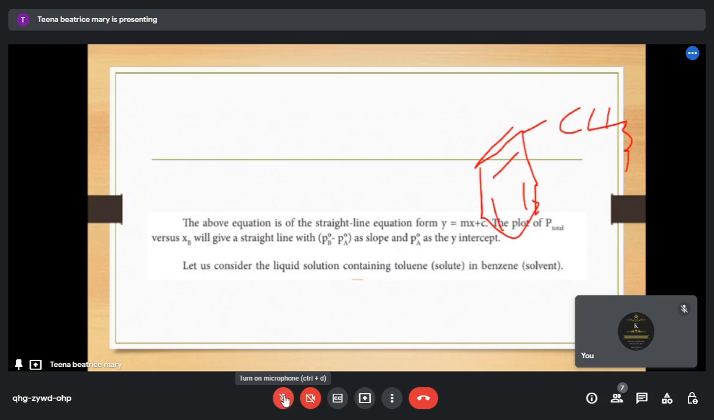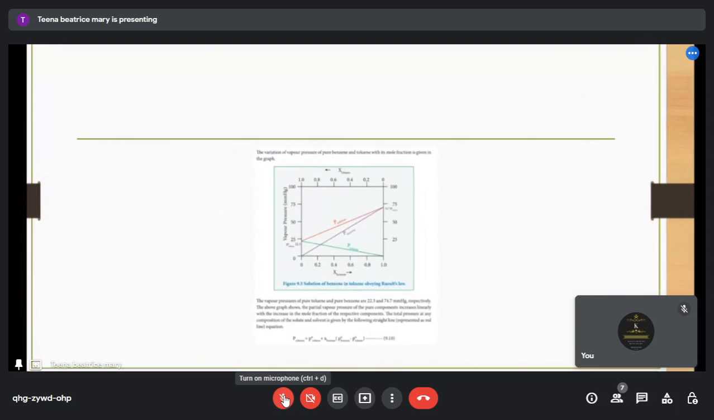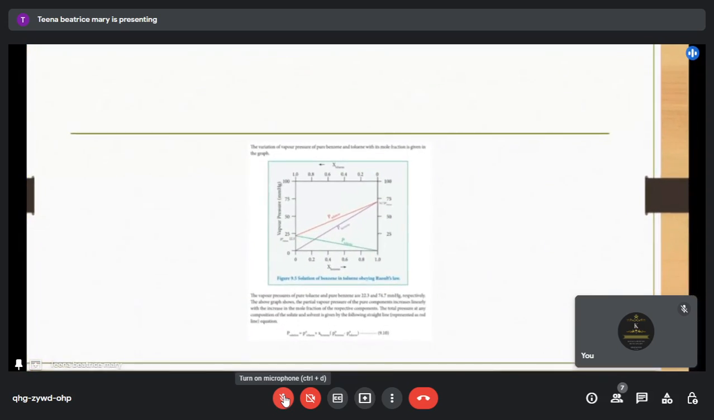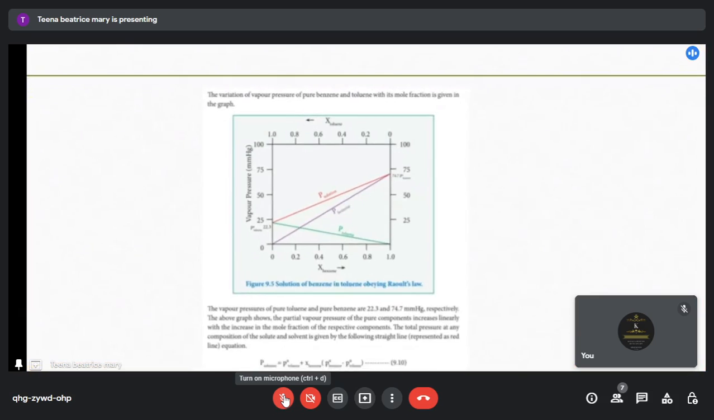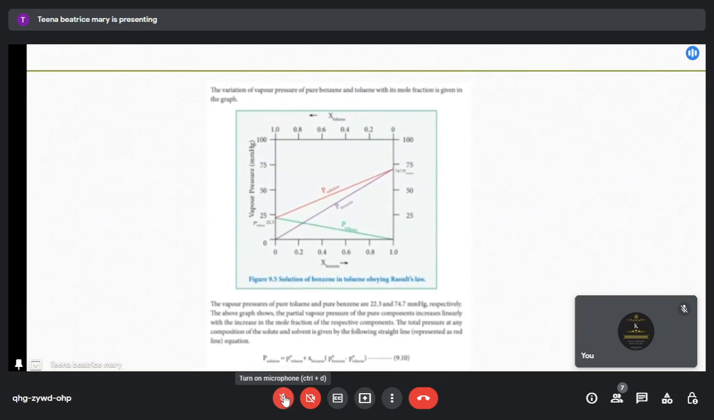We carry out this experiment with these two volatile liquids. When the experiment is carried out, the vapor pressure gives us a straight line with a slope. Here we can see the explanation.